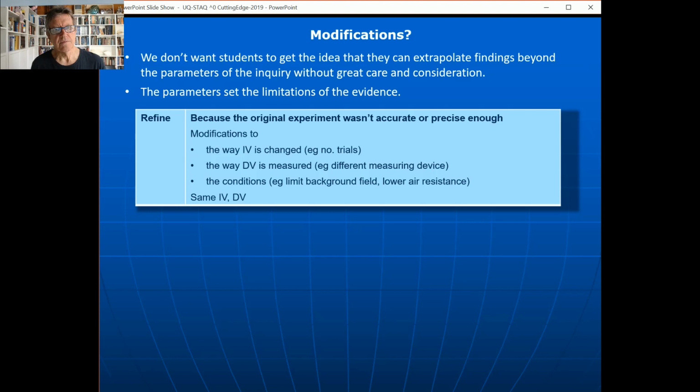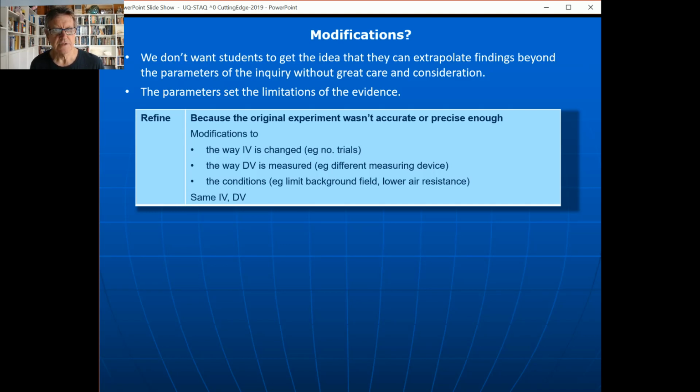So you could do more trials. So instead of doing the one trial like I did, you could do 3 trials. Or you could refine it by changing the way the dependent variable, that's the force, is measured. So you could have a different measuring device, different type of scale balance or whatever you wanted to have.